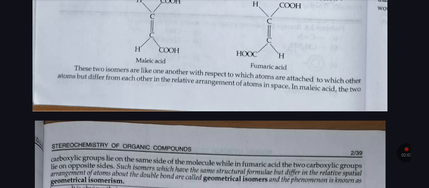These two isomers are alike with respect to which atoms are attached to which other atoms, but differ from each other in the relative arrangement of atoms in space. In maleic acid, the two carboxylic groups lie on the same side of the molecule, while in fumaric acid the two carboxylic groups lie on opposite sides. Such isomers which have the same structural formula but differ in the relative spatial arrangement of atoms about the double bond are called geometrical isomers, and the phenomenon is known as geometrical isomerism.